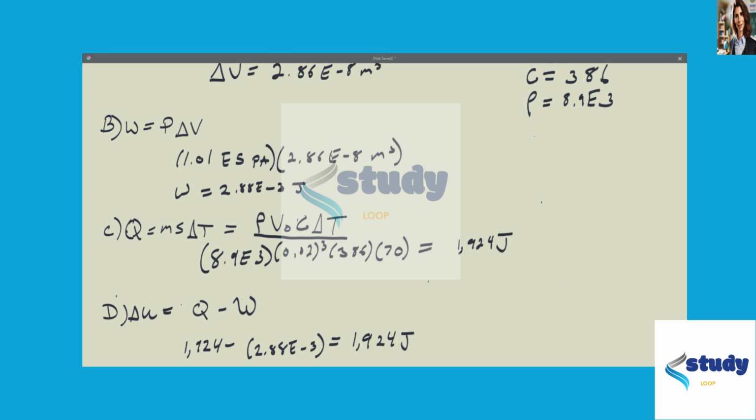And as for the last bit, it wants to know if there's any substantial difference between the specific heats at constant pressure and at constant volume for copper. And we can say no, since the work done is much, much less than the change in heat.